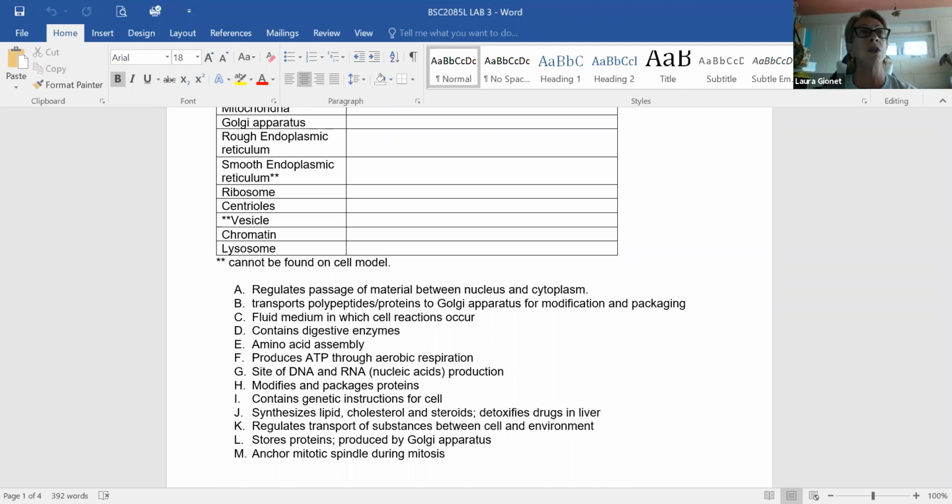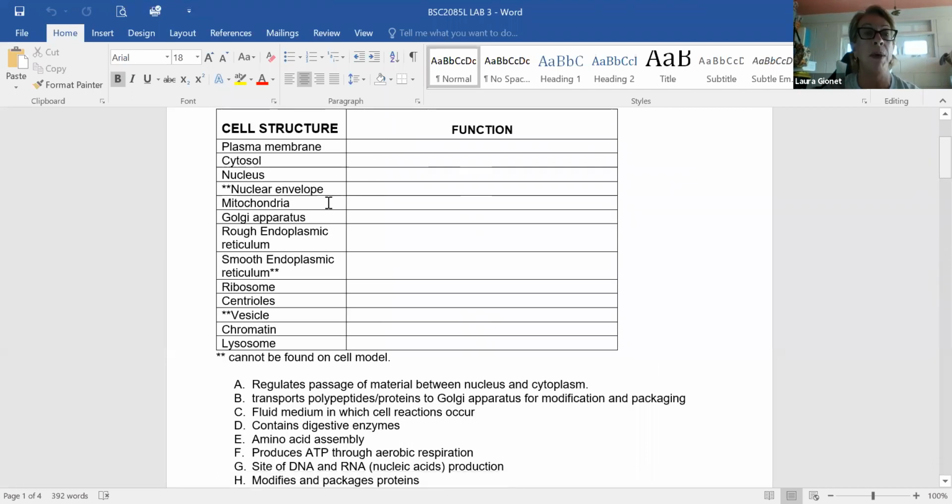Well, the structures that really regulate passage of material across it are plasma membranes. And if it's between the nucleus and the interior of the cell, the cytosol, then that would be the nuclear envelope. So we're not going to ask you to point out a particular structure of the nuclear envelope on the model. And when we get there, I'll explain why. It's not very clear, but you should know the function of the nuclear envelope. So it says here, anything with 2 asterisks cannot be found on the cell model, or not very well, but you do have to know the function.